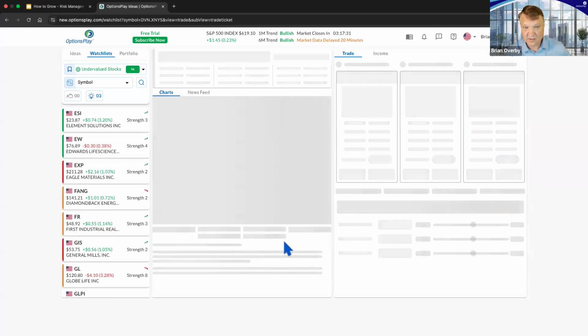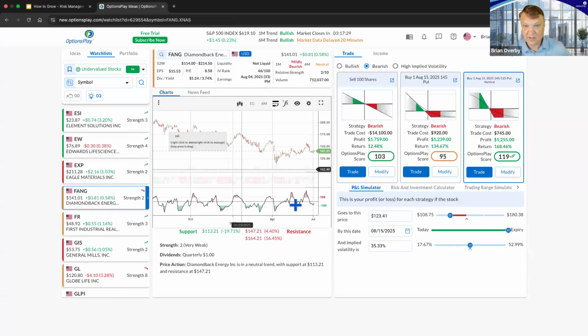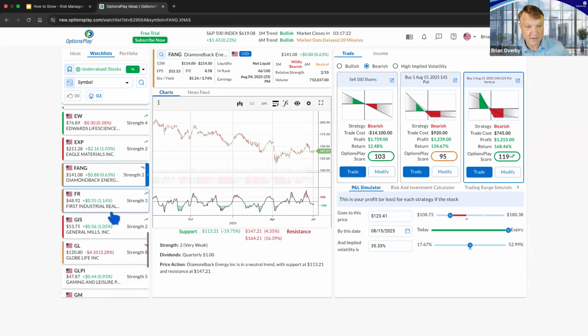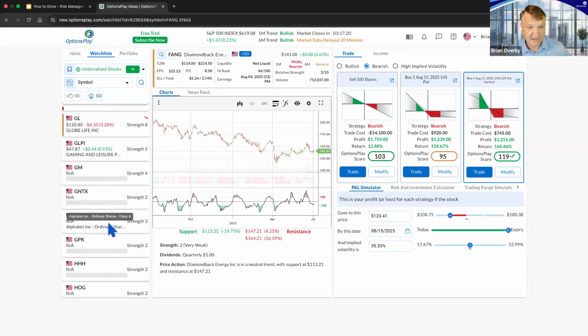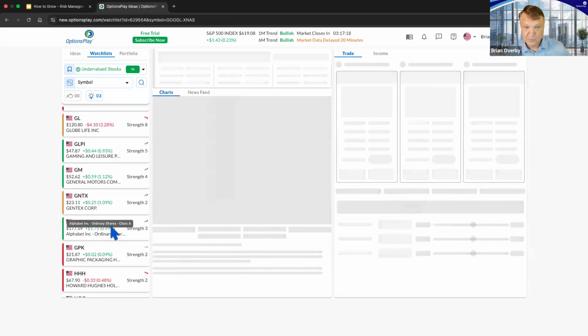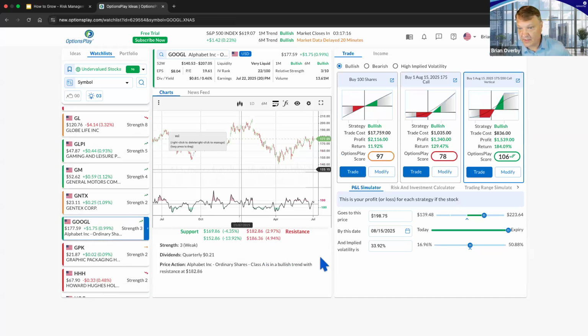Diamondback Energy is in here. Another energy stock. Another large dividend. Not liquid at all. All right. Here's Google. I would agree. Recently did a trade alert on Google. Already put the position in and already got out of the trade, but it's showing back up.